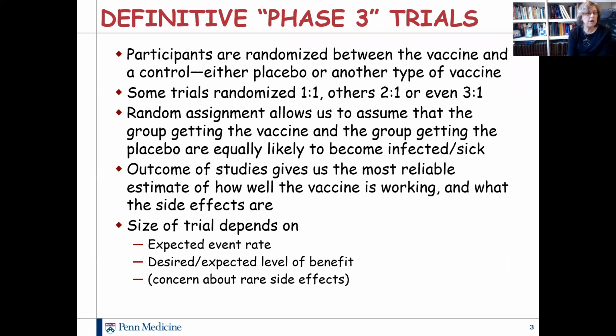Those of you who are hearing this talk understand about randomization and why we do it. I will tell you, when I joined the FDA in the early 1990s, there were a lot of people there who still thought it would be okay to evaluate a new vaccine without a randomized trial. I think that thinking is pretty much gone, except for some very, very difficult circumstances. So trial size depends on the expected event rate, the expected level of benefit, and occasionally concern about rare side effects if there's some reason to expect or to be worried about a particular side effect.